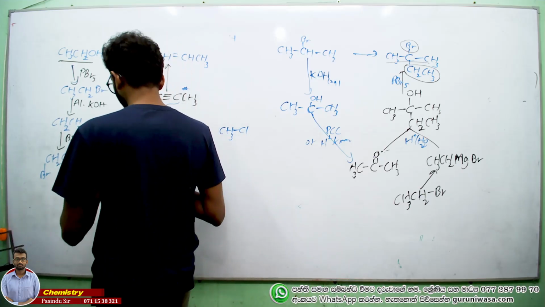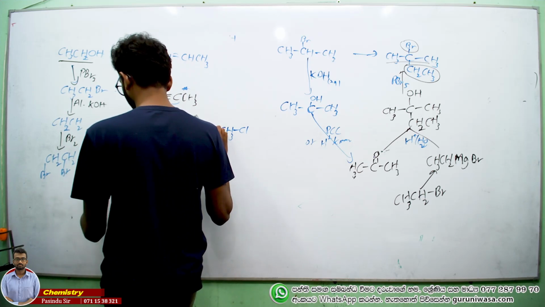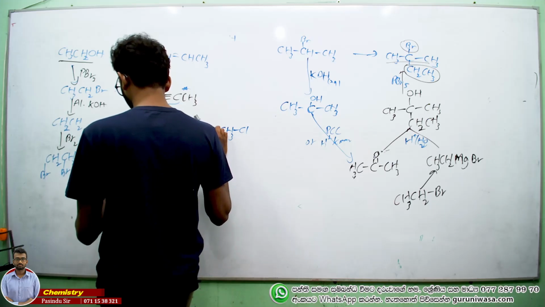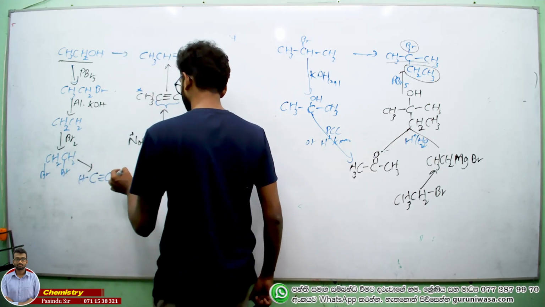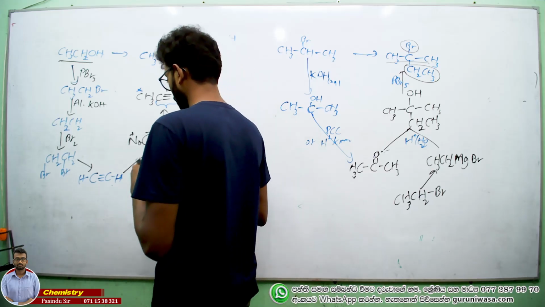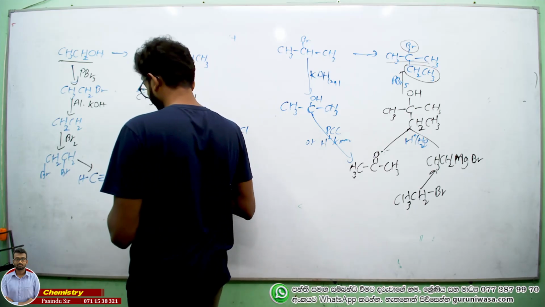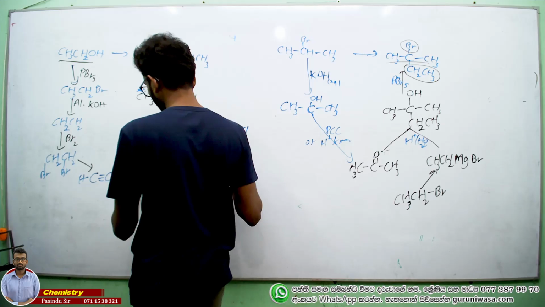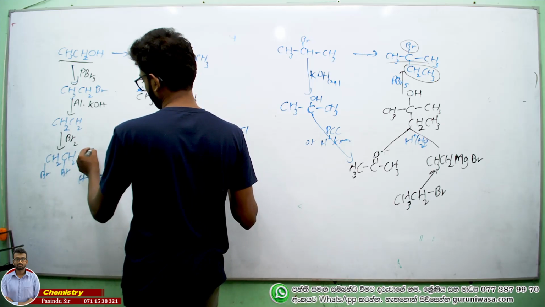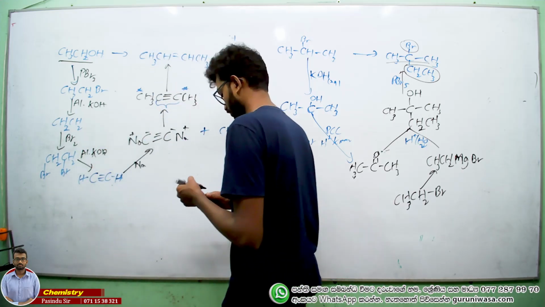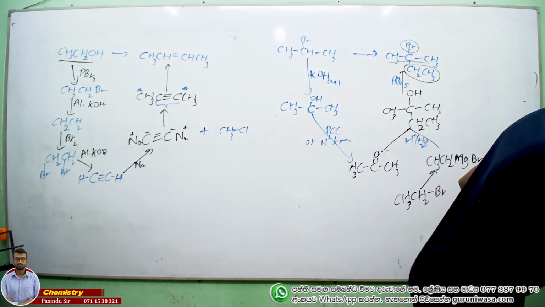Where is the triple bond? Make a triple bond. Then it goes to this one. This is the step. Is it clear? Yeah, it's clear.